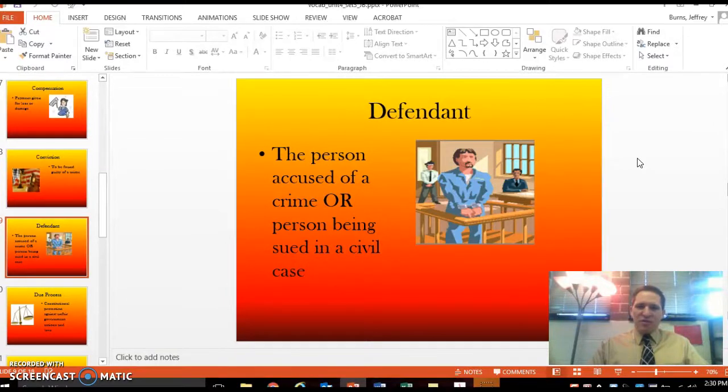Alright, the defendant is the person being either accused of a crime, if it's a criminal case, or the person being sued in a civil case. They are the person that are defending themselves against the law.